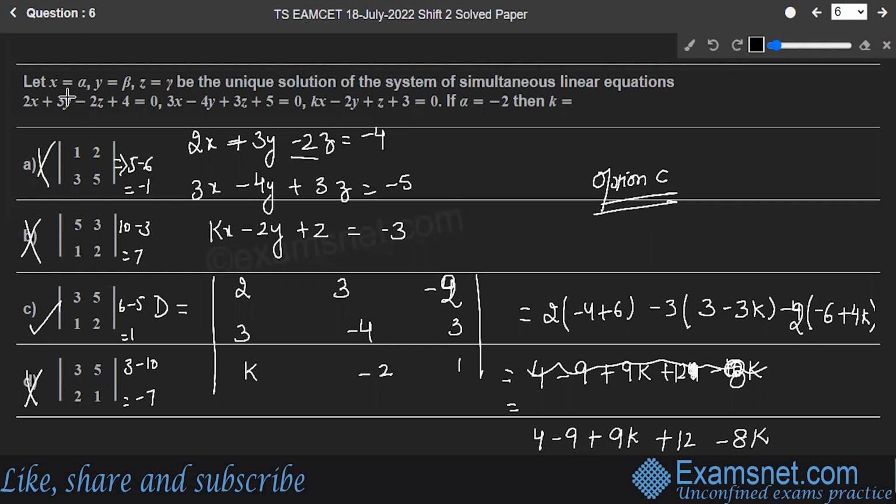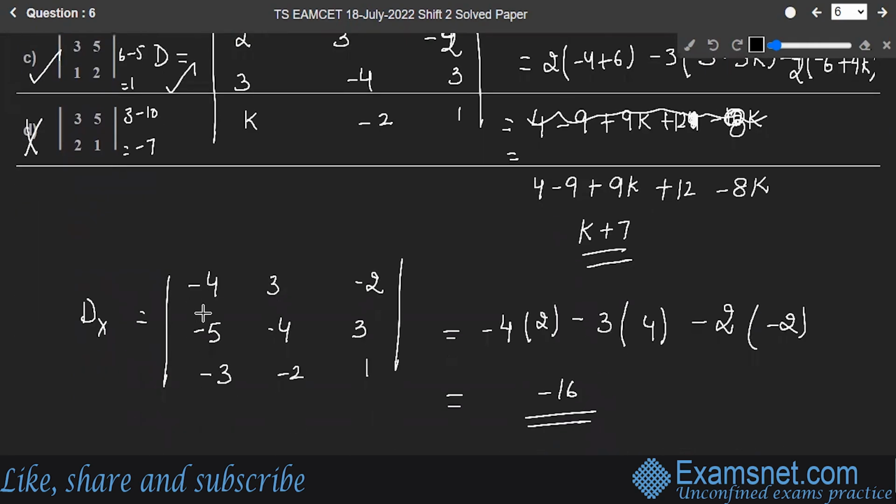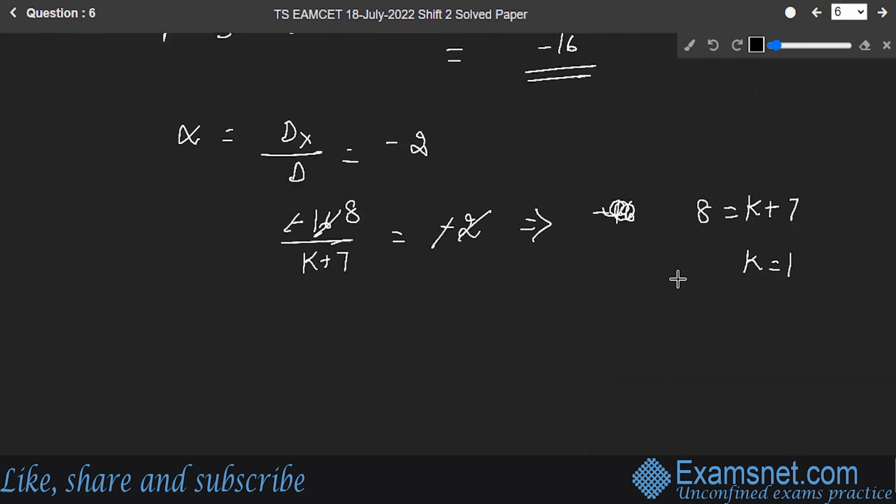You were given that x is equal to alpha, y is equal to beta, z is equal to gamma. These are the unique solution for the system of linear equations. These 3 equations are given to you when alpha is equal to minus 2. And what is alpha? This is given by determinant of x upon d. First of all, we solved it for d and then we solved for dx. Then definitely we found out the determinants of the two cases. Alpha was equal to dx upon d, which was equal to minus 2. It is given in the question.